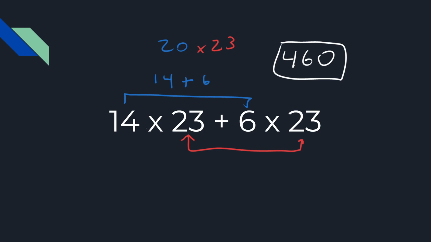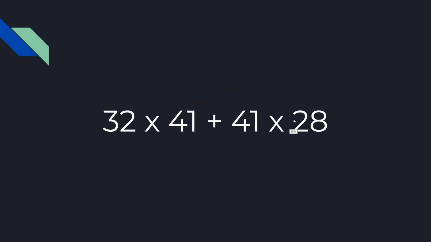So again, if you see two numbers being multiplied by the same thing, add the numbers that are different, multiply by the numbers that are the same. Okay, moving on to the next question. 32 times 41 plus 41 times 28. Just like the previous one, find the two numbers that are the same. In this case, it's 41.